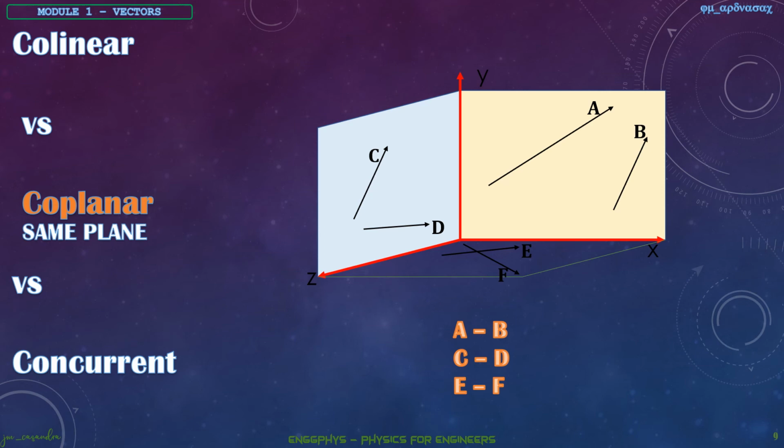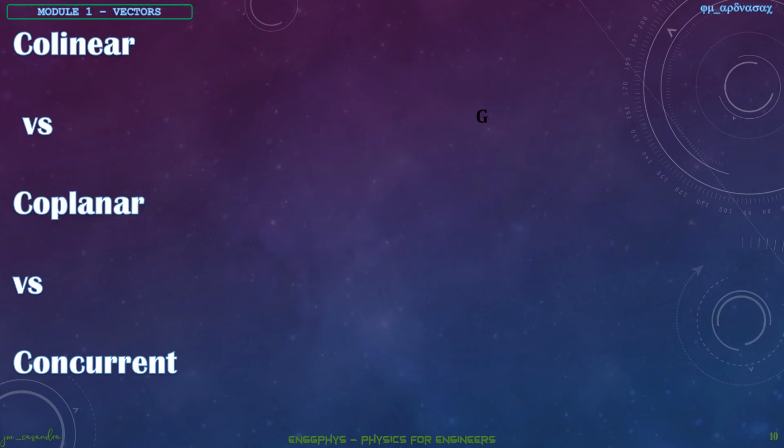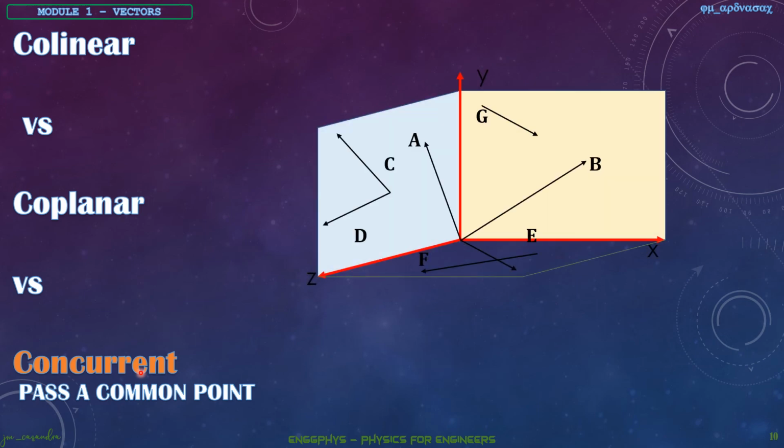So next we have concurrent vectors. So when we say vectors are concurrent, it would mean that they lie on the same point, or they would pass through a common point. Okay? So to understand this, let's have these examples. So we have several vectors here. So let's identify which of them are concurrent.